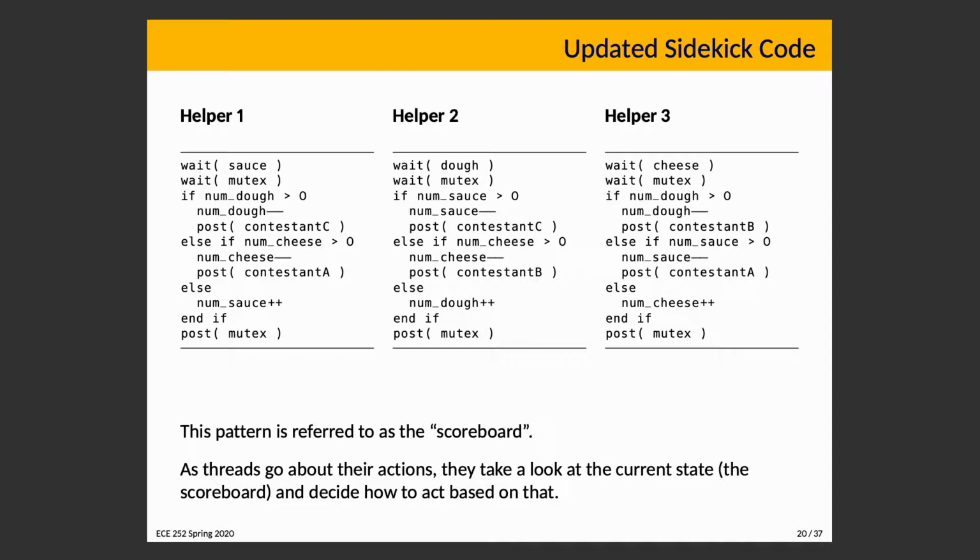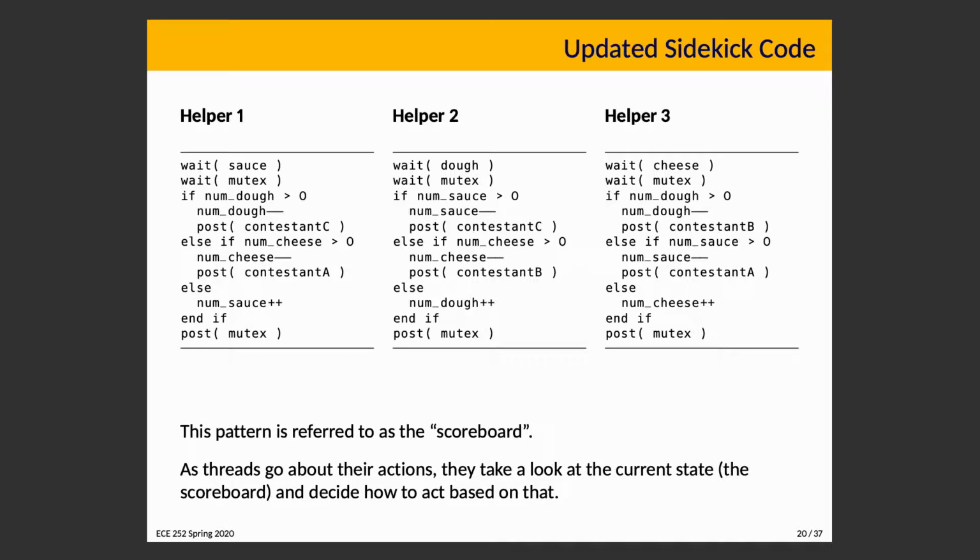So the scoreboard pattern will apply to more than just the pizza making problem, with or without sidekicks. But this problem is a good introduction to why it is an interesting problem and why it is useful, and maybe you can think of other problems, not specifically related to making pizza or similar, where a scoreboard situation actually would be helpful. It's anywhere that threads have to make decisions about what to do based on the current state.